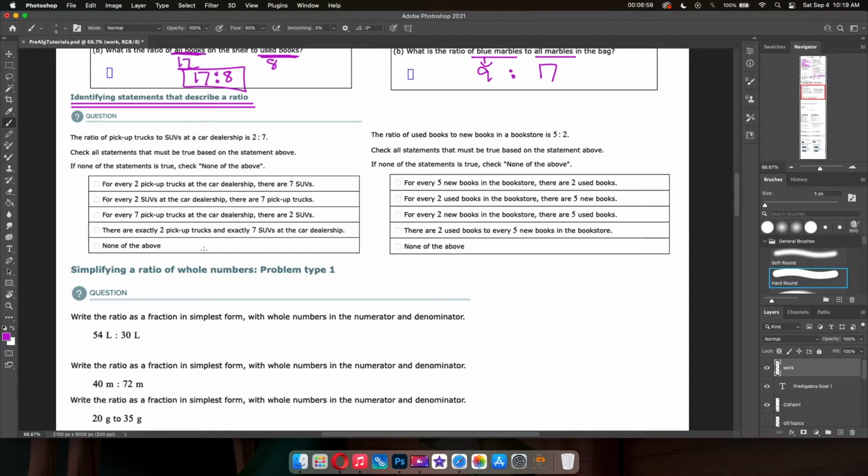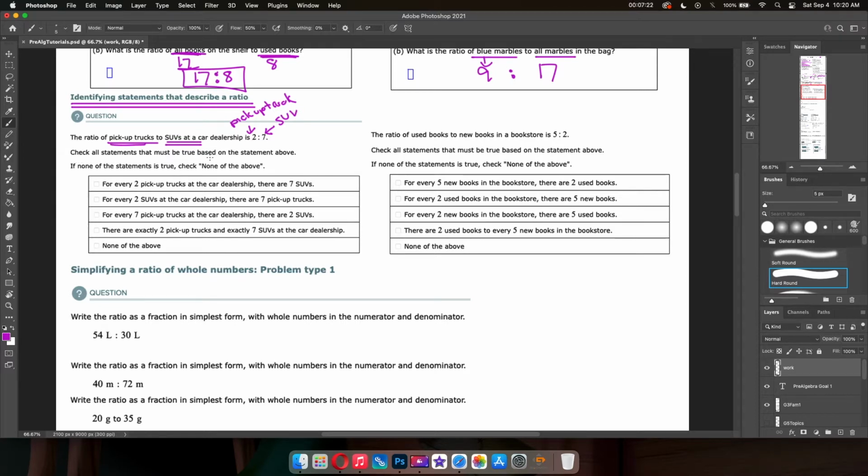So when we look at this, we have order matters, pickup trucks to SUVs. So this 2 goes to the first thing, which is the pickup truck. Then the 7 is the second number, so that goes to the SUVs.